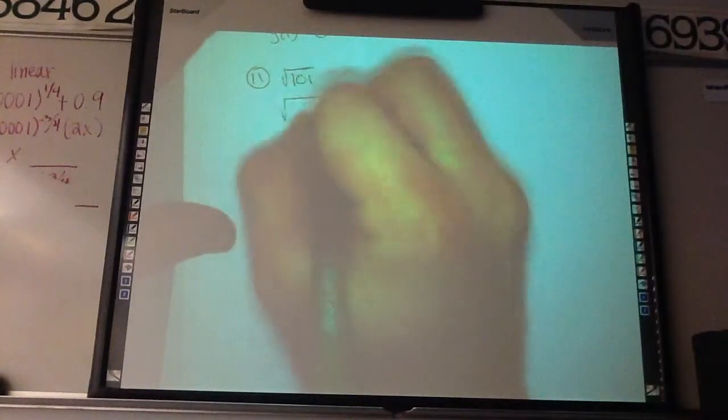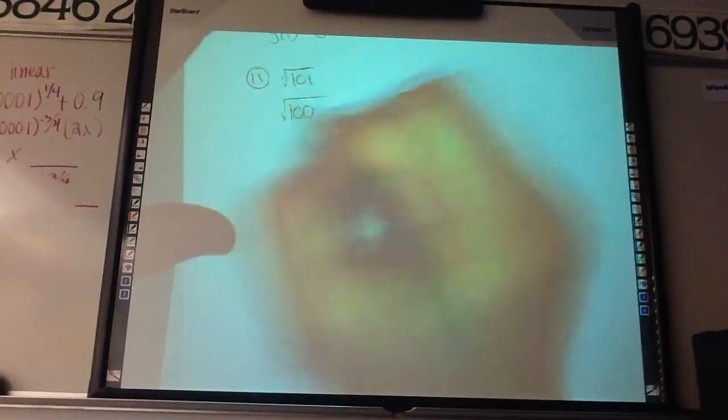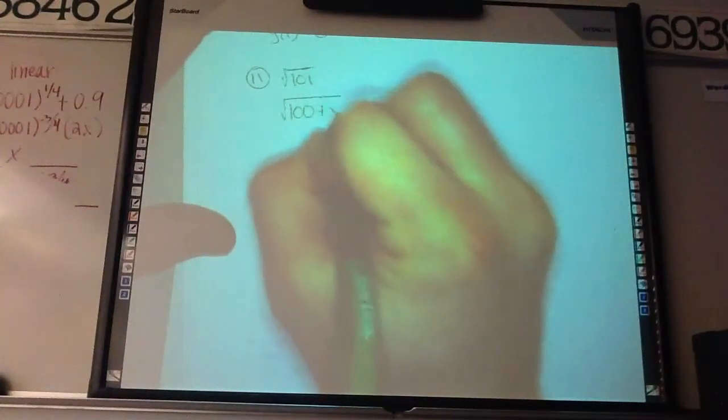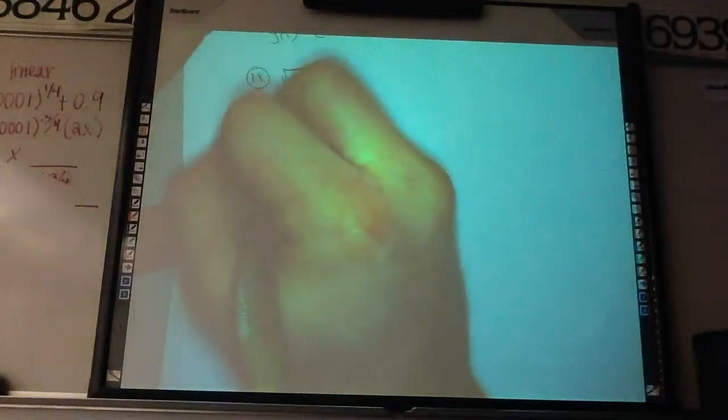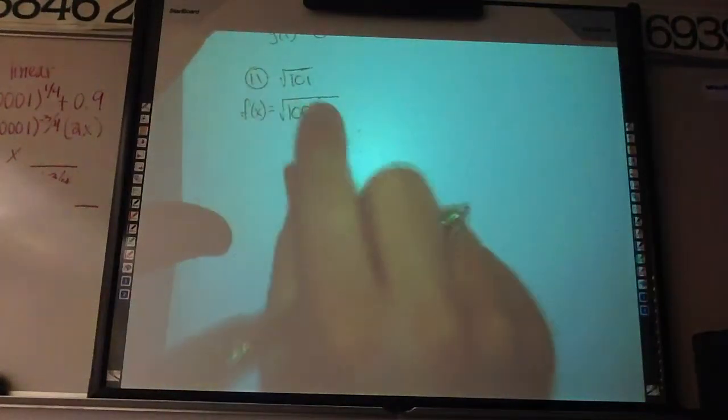Just pick the closest square root that you actually know, so the square root of 100 plus x. So there's your function, and then you find the tangent line to that function.